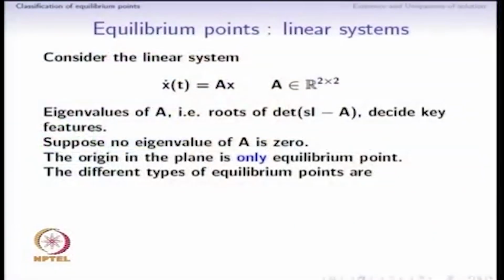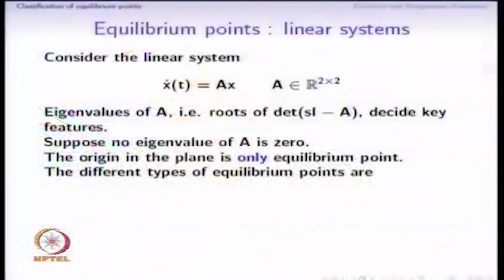So we had just begun with phase portraits of second order systems last week. Consider this differential equation x dot is equal to Ax, in which A is a 2 by 2 matrix, and now we are trying to see various situations that arise depending on whether the eigenvalues of A are real or complex, whether they are repeated or distinct, whether A is singular or non-singular. The eigenvalues of A, let me recap, are the roots of the determinant of sI minus A, and these eigenvalues decide the key features. So we will begin assuming that A has no eigenvalue at 0, which means A is non-singular. In such a situation, the origin in the plane is the only equilibrium point.